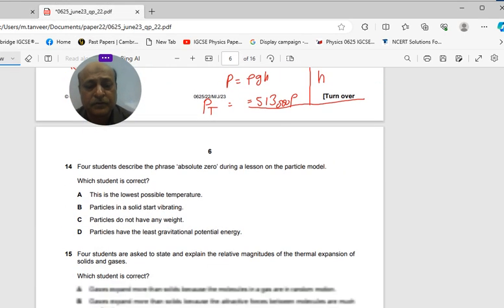Next question, question number 14. Four students describe the phrase absolute zero. What do you mean by absolute zero? Absolute zero is the lowest possible temperature. Particles in a solid start vibrating, no. Particles don't have any weight, no. Particles have less gravitational potential energy, no.